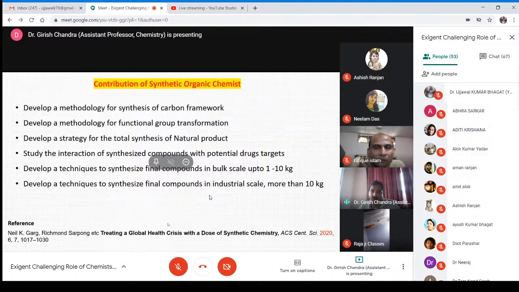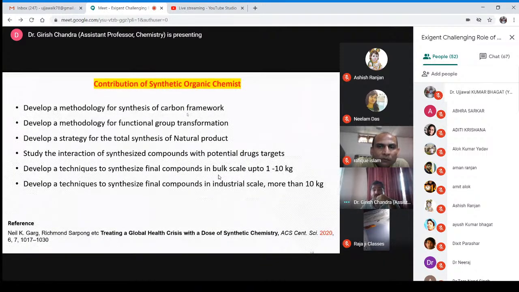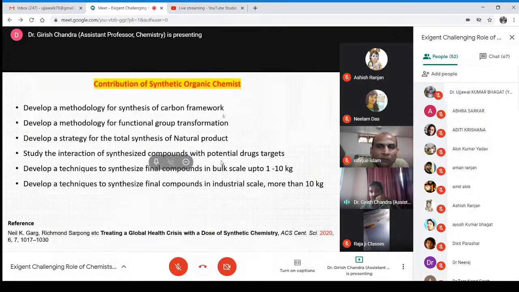They can make smaller quantity. They can also make in bulk. They can also make in an industrial scale. So what is the role of synthetic organic chemist? They will basically develop methodology. It is not an easy task.